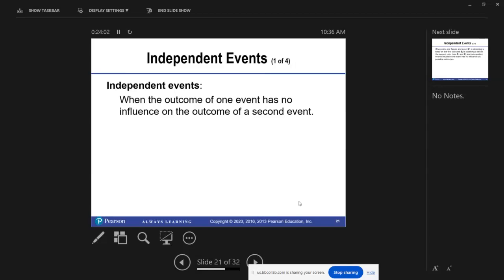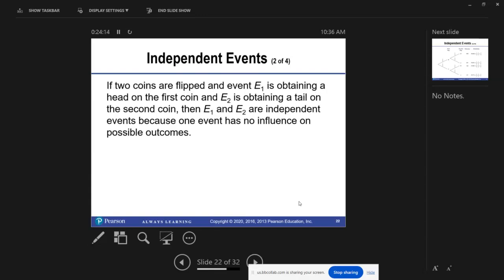Okay, independent events. When the outcome of one event has no influence on the outcome of a second event, that's called an independent event. So if 2 coins are flipped and event 1, we'll call it E1, is obtaining a head on the first coin, and event 2, which we'll call E2, is obtaining a tail on the second coin, then E1 and E2 are independent events because one event has no influence on the possible outcomes.